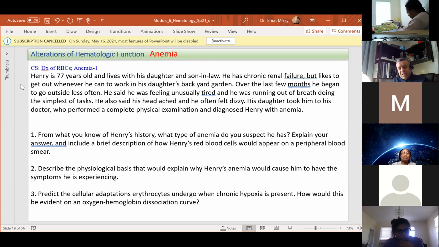So we anticipate on the blood smear or the lab results that this patient would have a normocytic, normochromic anemia, because that's the anemia of chronic inflammation due to the chronic disease, kidney disease.